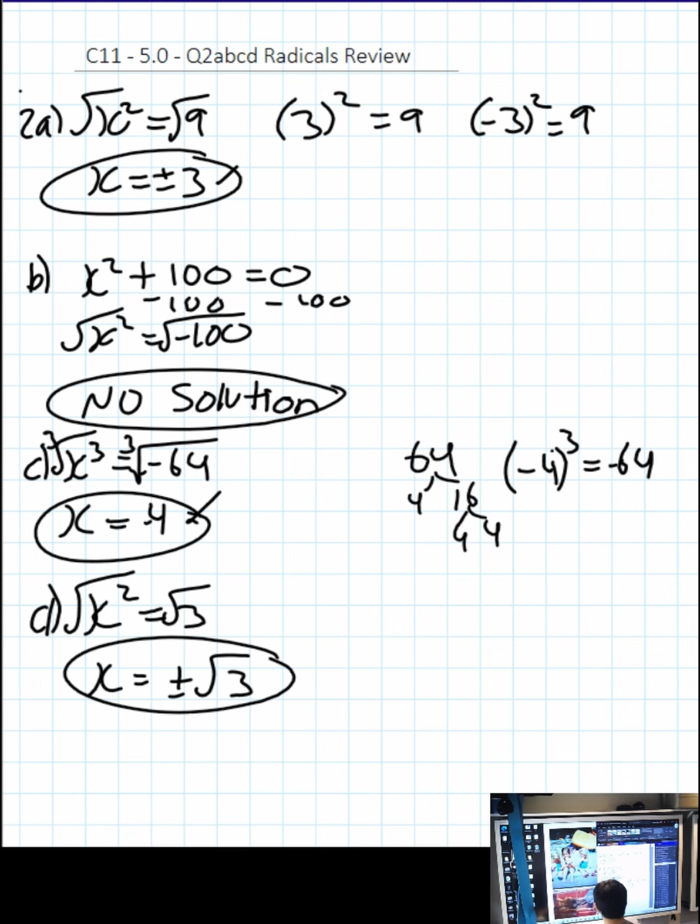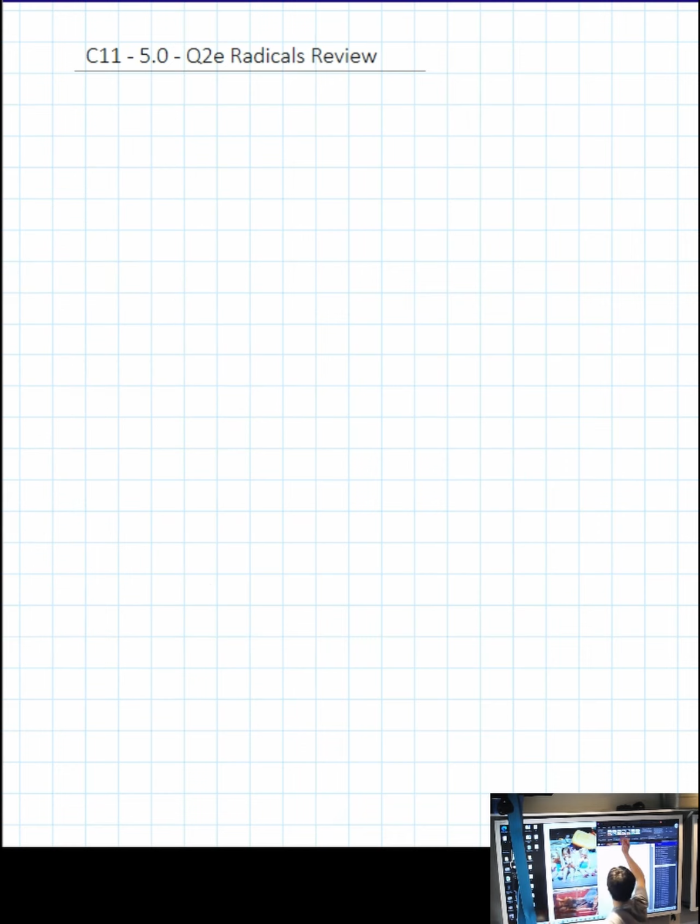We could, if your teacher asks for a decimal, give them a decimal answer, but that is the answer. Just square rooting both sides and recognizing that even though it's a funny looking answer, that's still the correct answer. Okay. Lots of space. Okay, so let's do 2e.